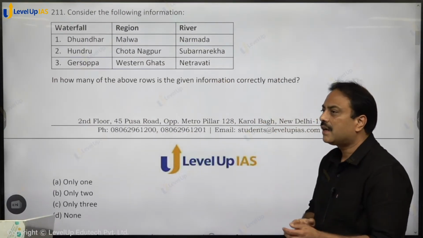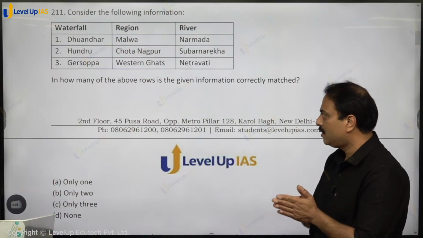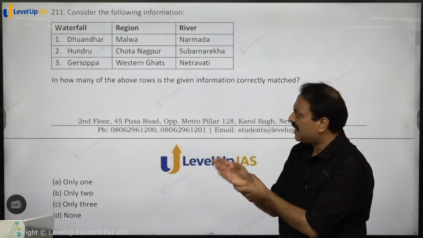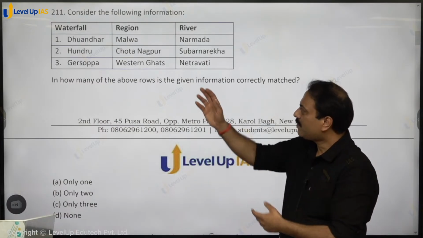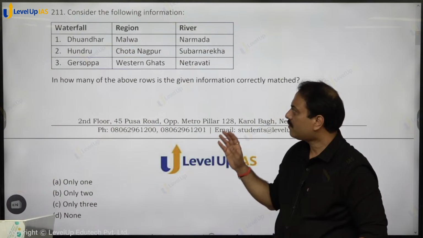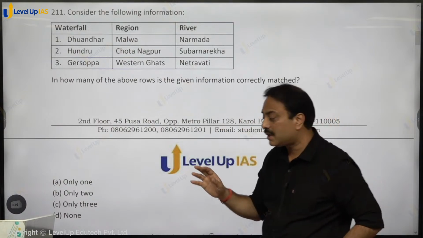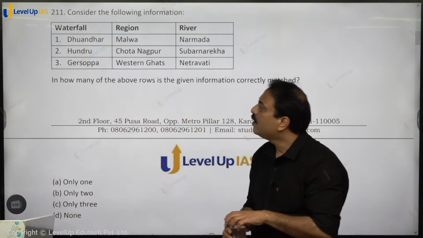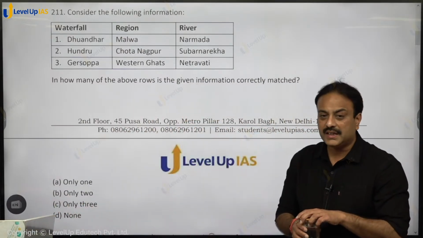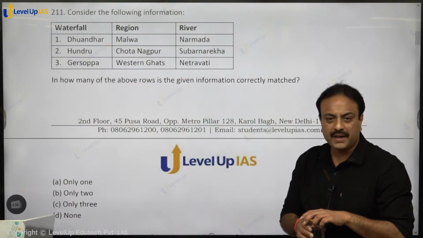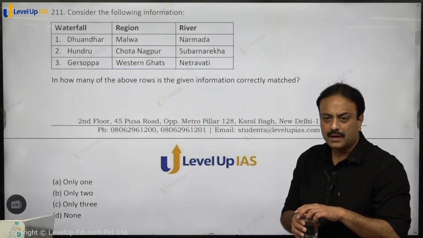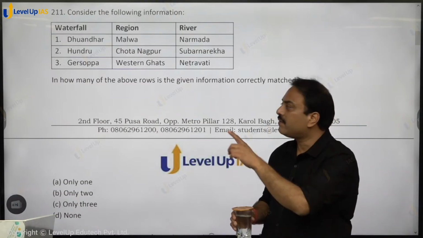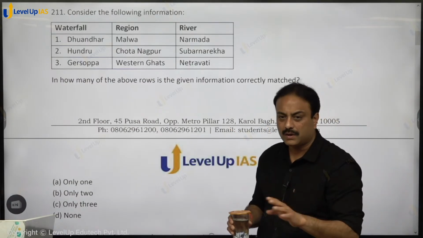Next question. Consider the following information: waterfall, region, river. It was asked last year or last to last year only. Dhuandhar Fall, Malwa, Narmada. Dhuandhar Fall is a prominent waterfall that is made by river Narmada only. It's correct. But Malwa is not the region where this waterfall is being formed. So it is not formed on Malwa. So Dhuandhar and Narmada is correct, but Malwa makes the statement wrong.